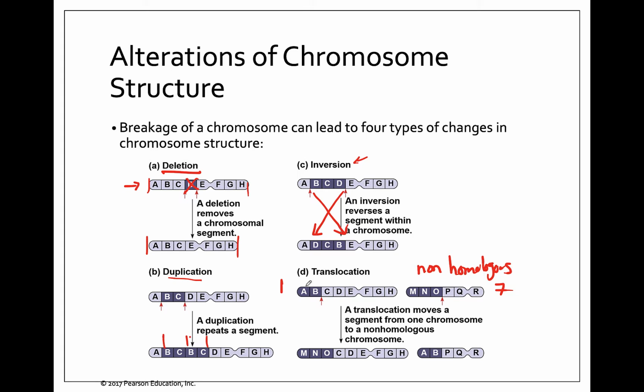So AB from chromosome 1 ends up over here on chromosome 7, and MNO from chromosome 7 ends up over here on chromosome 1. And so now those chromosomes have genes that they're not even supposed to have. So that's a translocation. Trans means across, location. They're changing location across 2 different chromosomes.